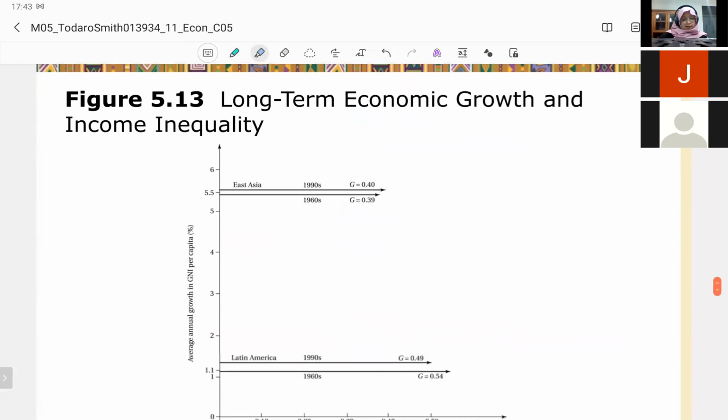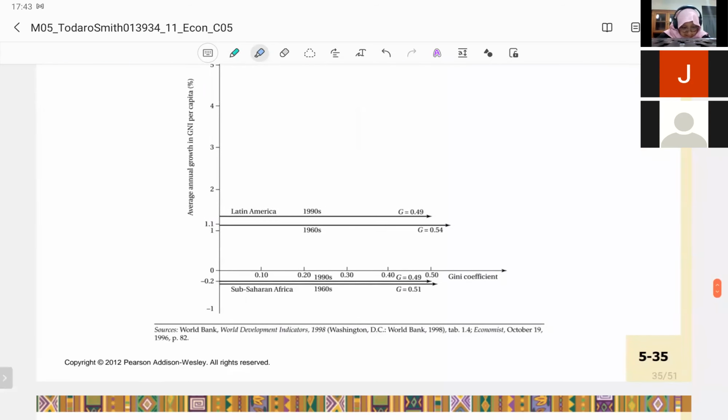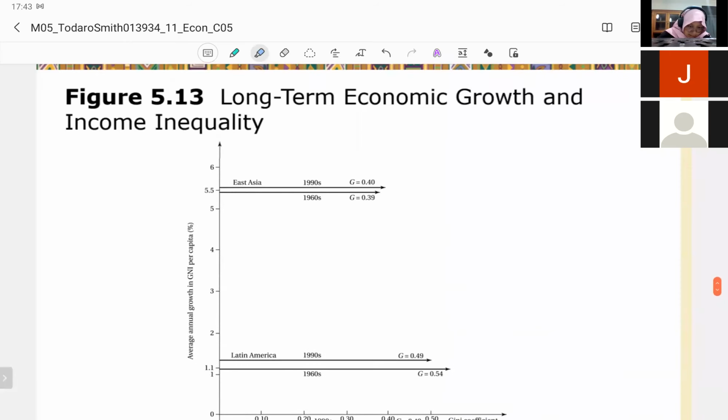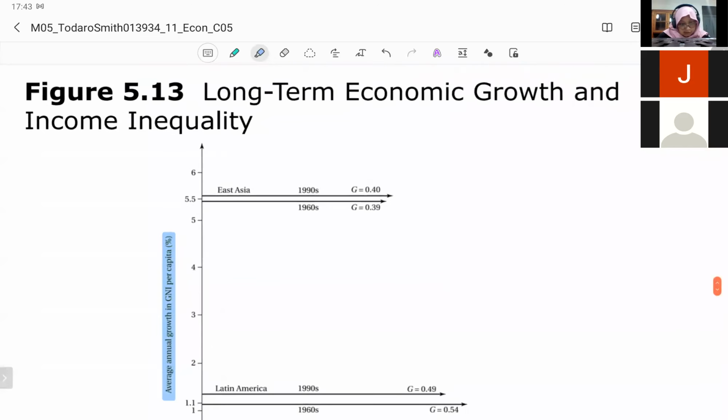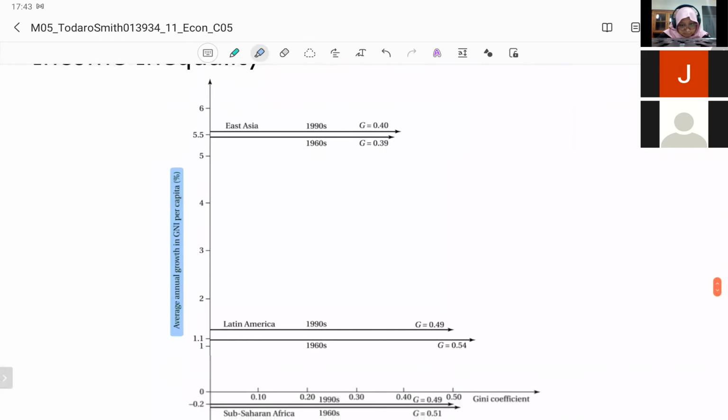So this figure shows the long-term economic growth and income inequality. Let's take a look at this. So the y-axis here is the average annual growth in GNI per capita.